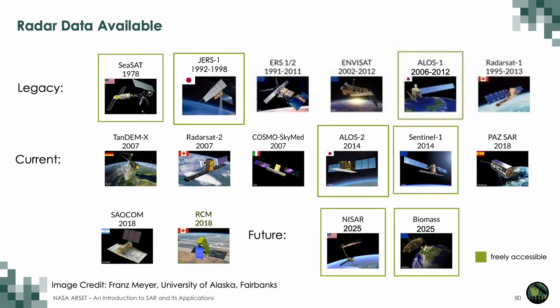And here we have a list of legacy, current, and future radar sensors in space. The ones that have a green box around them means that their data is freely accessible. In terms of future missions, there are two very exciting missions coming up. One is called NISAR, which is a collaboration between NASA and the Indian Space Agency. It'll have an L-band SAR as well as an S-band SAR, and it's scheduled to launch in 2025. And then there's BIOMASS, which is a P-band SAR sensor from the European Space Agency, and that's scheduled also to launch in 2025. So next year is an exciting year in terms of radar.